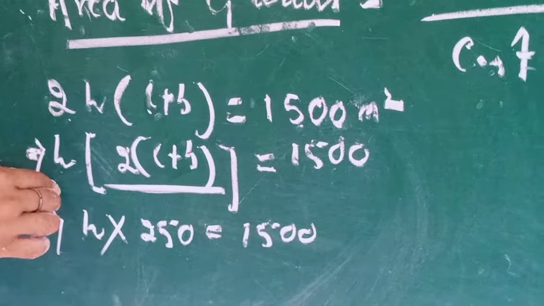So H is equal to 1500 divided by 250. 0 cancel, 25 1 is 25, 25 6 is 150, so 6 meter. Therefore height of the hall is 6 meter.